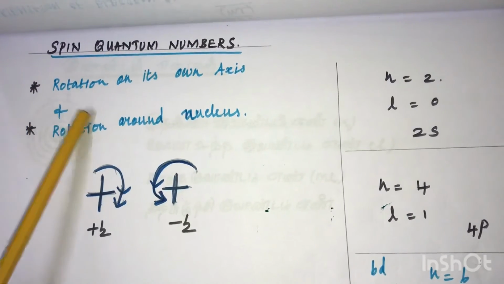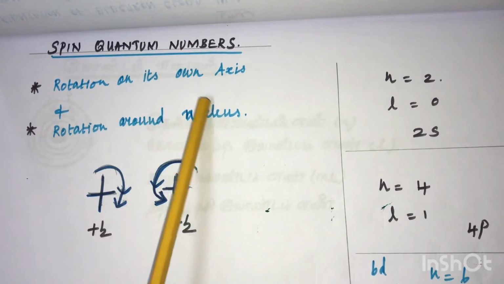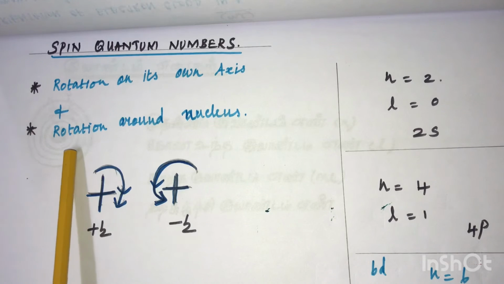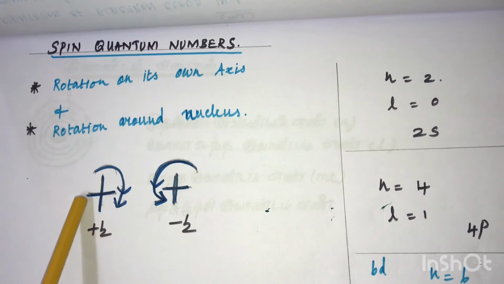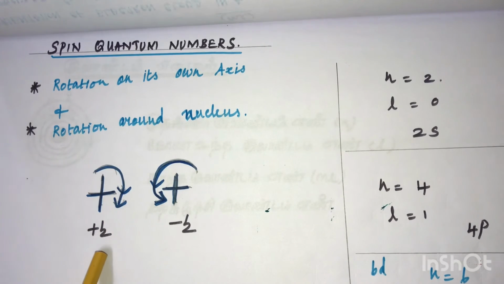Next one is spin quantum number. What is spin quantum number? The electron not only rotates around the nucleus in an atom, it also rotates on its own axis. The rotation of the electron on its own axis, if it is in clockwise direction, the spin value is plus half. If it is in anti-clockwise direction, the spin quantum number value is minus half. So rotation of the electron on its own axis in clockwise direction, spin value is plus half. If it is in anti-clockwise direction, the value is minus half.